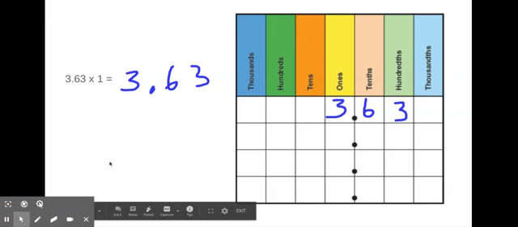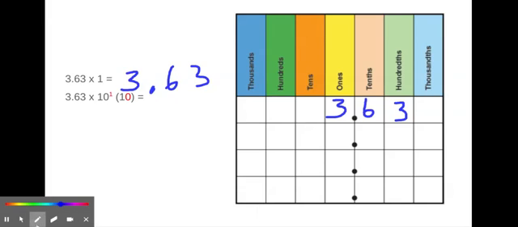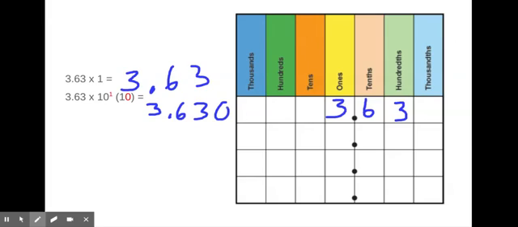When I start multiplying this by powers of 10, however, things are going to get a little bit different. Here I have 363 times 10 to the first power, which I've reminded us is the same as 10. If we tried to just add zeros to the end of our answer, we would end up with 3 and 63 hundredths with a 0 on the end. But we've learned with our decimals that zeros at the end of a decimal don't actually mean anything. The value didn't change.